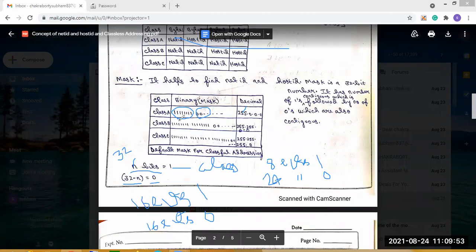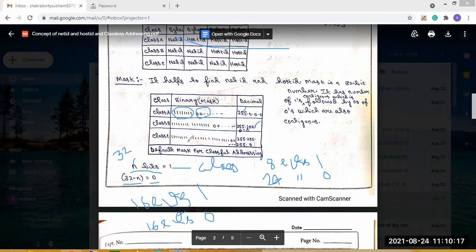So we are grouping it as 8 bits. If we group this, it will be 255. Then another, it will be 255.0.0. That's how we are getting the decimal values. Now it becomes clear to you why I am writing 255.255.255.0 like this.